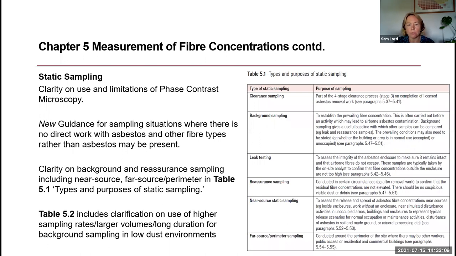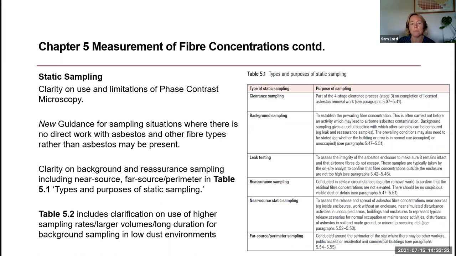Clarity on background and reassurance sampling, including these two terms, which I think are new, near source and far source perimeter. This table here, table 5.1, I think this is really useful. Particularly, it summarizes static sampling and the different types and when they would be most appropriate. So that's definitely one of my favorites.